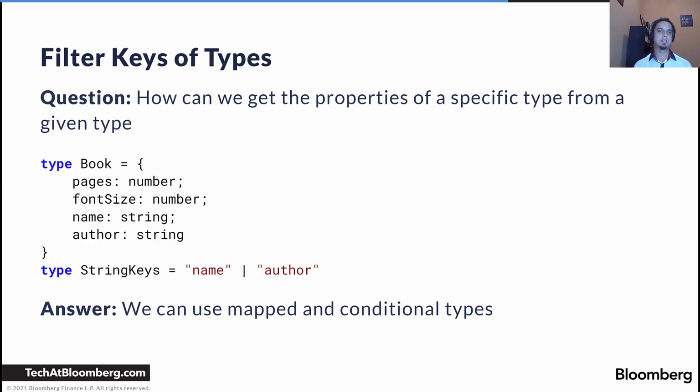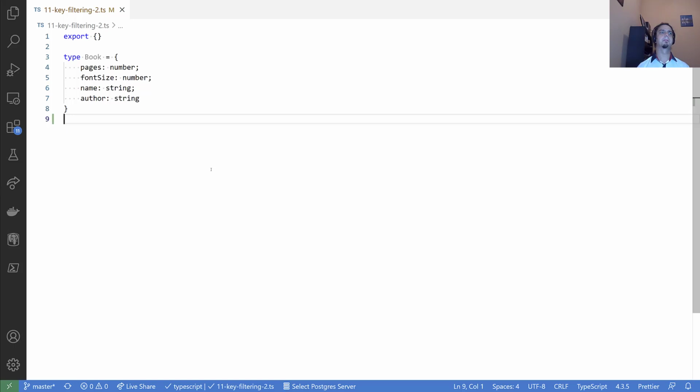So now that we have a grasp of the basics of conditional types, let's see if we can do something more complicated with them. Let's see, how can we get the properties of a specific type from another given type? So for example, if we have the Book type, we want to only get keys that have type string. So for example, in this case, name and author. So let's see how we could code this.